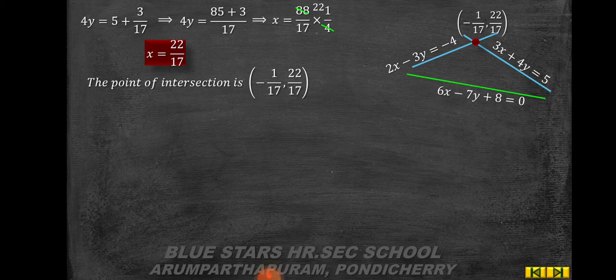There is only one mistake. 4y is equal to 85 plus 3 by 17, which implies that is y. So the value of y is 22 by 17. We already found the x value, that is minus 1 by 17.